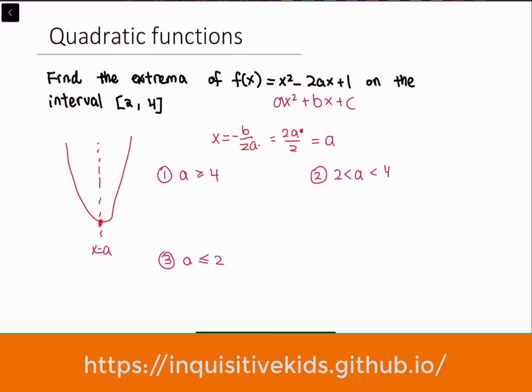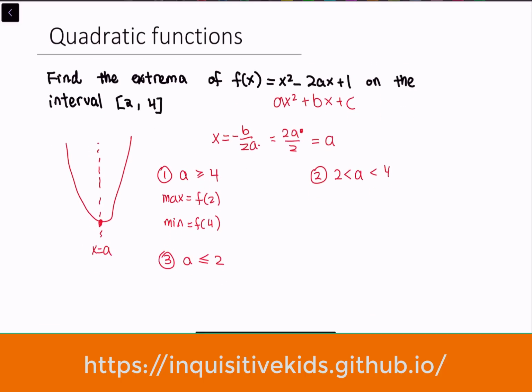So let's start with our first case. If a is greater than or equal to 4, here's x is equal to 4, and here's x is equal to 2. This is the interval we're dealing with. It means we're only focusing on a decreasing part of the parabola. So in this case, the maximum value would be f of 2, and the minimum value on the interval would be equal to f of 4.